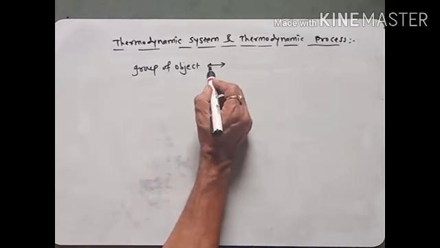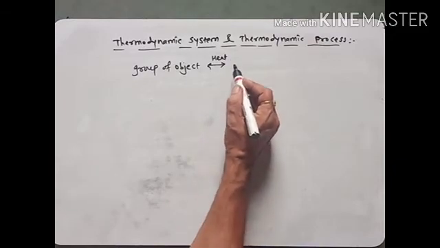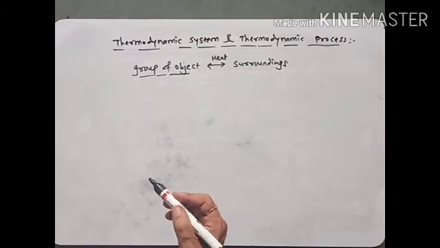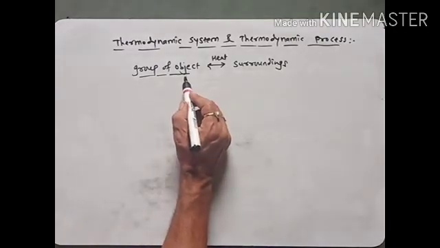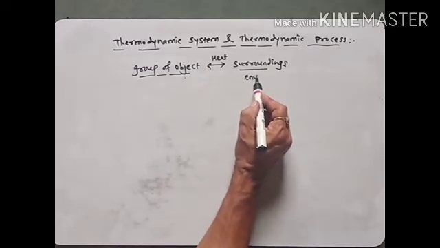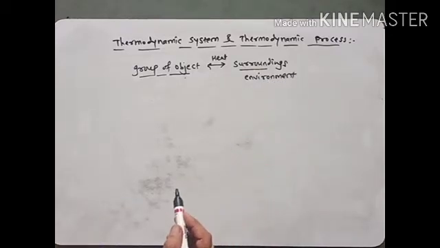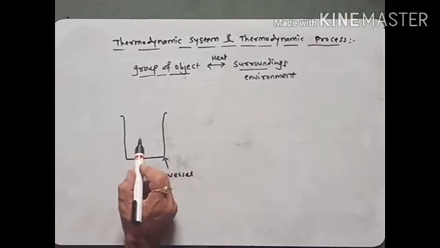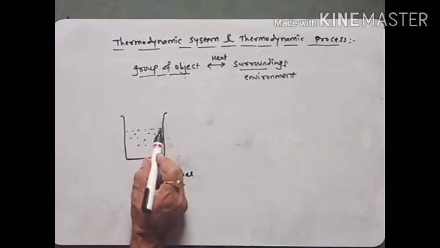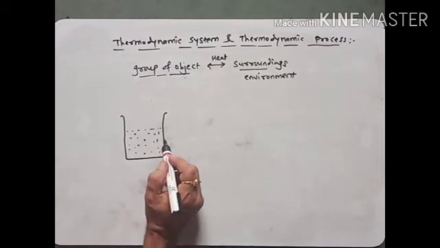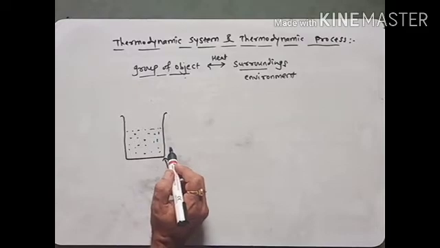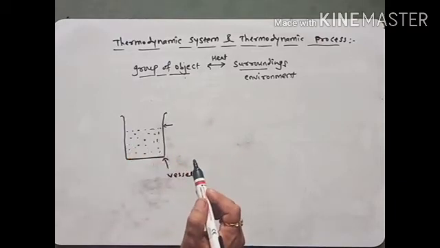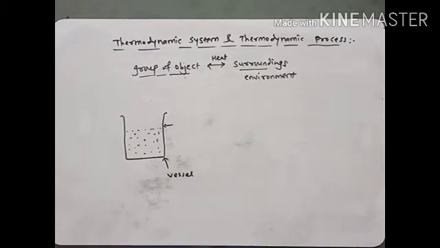A group of objects which exchanges heat with surroundings is called a thermodynamic system, and anything that is not a part of the system is called surrounding, or it is also called environment. For example, suppose this is a vessel in which water is kept. Then this vessel is the boundary, and this water is the system, and anything outside the system we call surrounding. This is about thermodynamic system and surrounding.